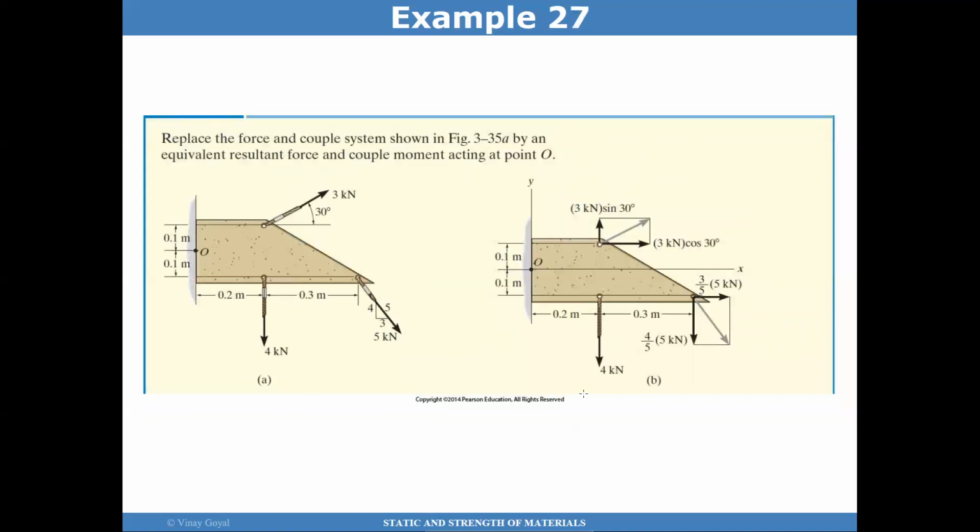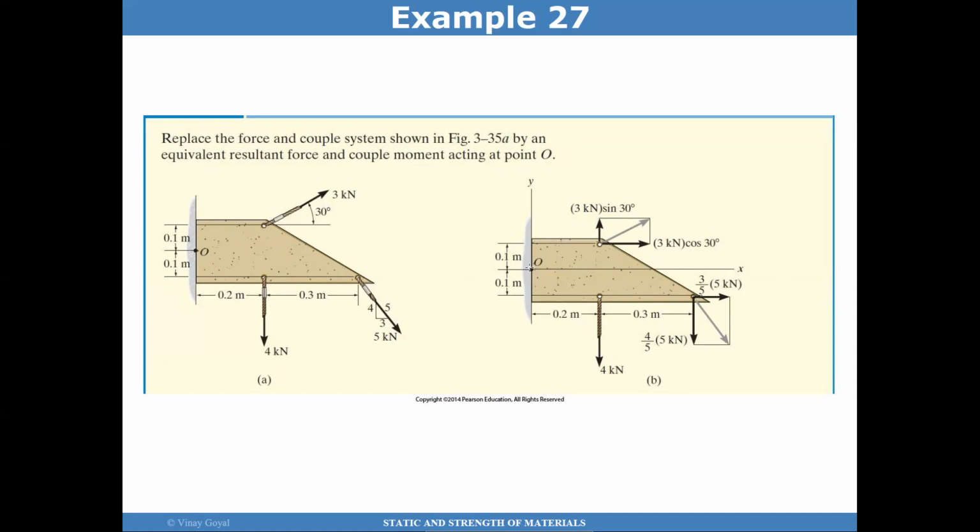In example 27, we want to replace the force and couple system that was shown here by an equivalent resultant force and couple moment acting at point O. So how do we do that? So we can decompose this force into the x and y direction, and this force into the x and y direction, and then determine the equivalent force and the moment acting at point O for this system.